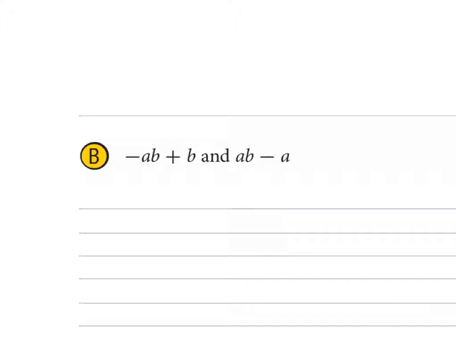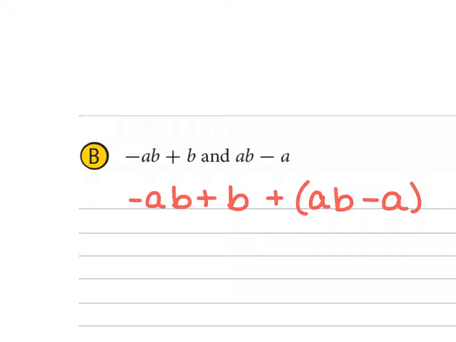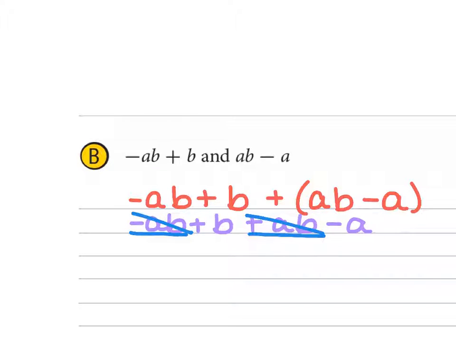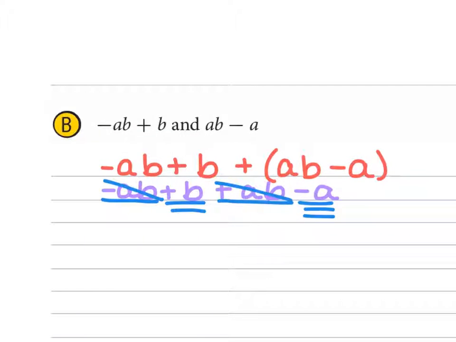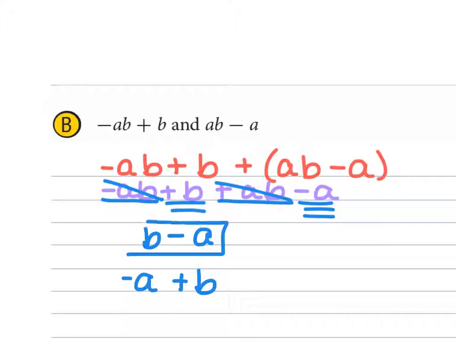If we look at b, we have negative ab plus b and ab minus a. So this is just going to be negative ab plus b plus ab minus a. The term that matches with the negative ab is the positive ab. They're going to cancel out. And then b and a are different terms, and they don't match up. So you can write this as b minus a or negative a plus b. They both mean the same thing.